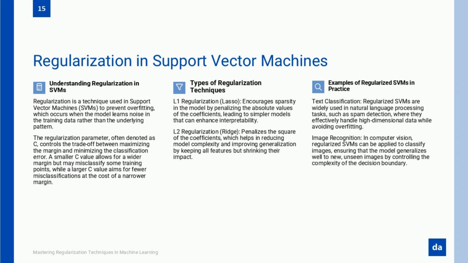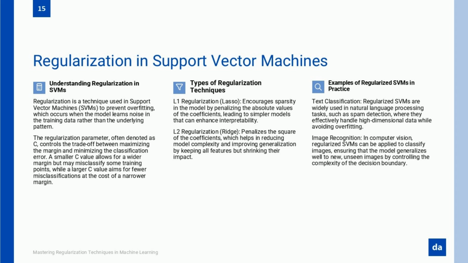But here's where things get tricky. If your model only focuses on perfectly separating the training data, it can end up with a very tight, overly specific decision boundary, which means it's overfitting. Instead of learning a generalizable rule, it starts treating every tiny variation in the training data as significant. This is where regularization in SVMs comes in.